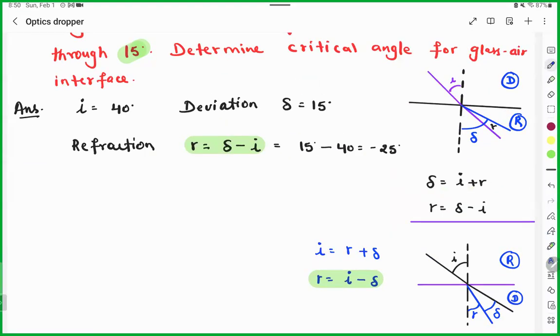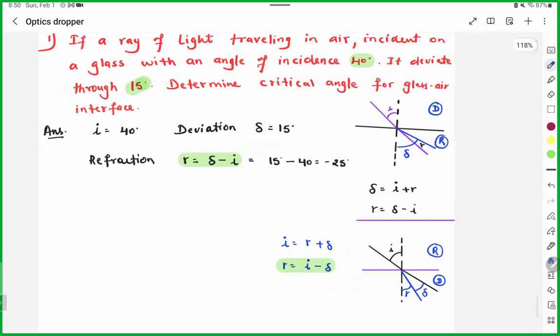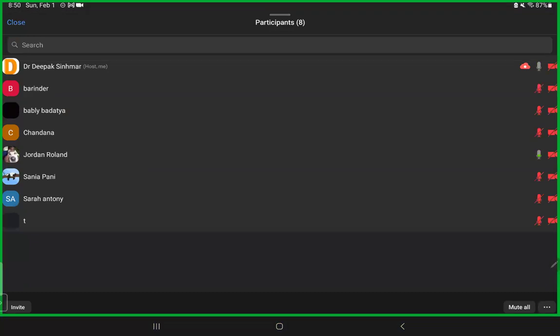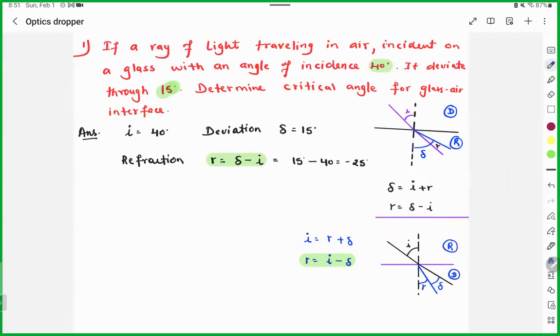Anybody have doubt? No, sir. Good morning, Barinder. Sara, any doubt? No, sir, no doubt. Chandana? No, sir. Pratigya, she is not there. Sania, you are there. Yes, sir. Any doubt? No, sir.